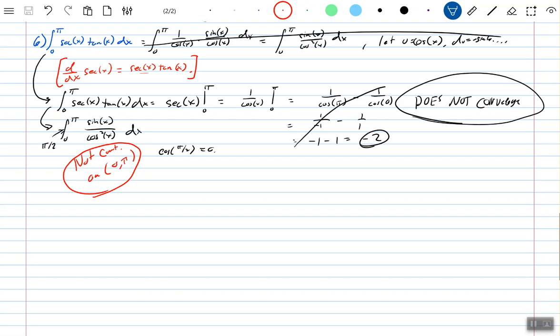So you just think about the endpoints. What is secant doing at the endpoints? We forget what happens in the middle. It has to be continuous from 0 to pi, which secant x tangent x is not. So you've got to be careful on that. And so in this example, it does not converge.